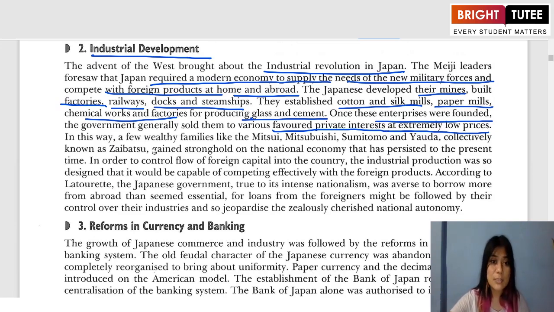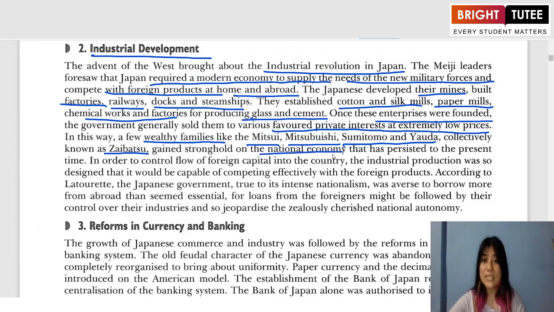In this way a few wealthy families in Japan emerged, and they were the Mitsui, Mitsubishi, Sumitomo and Yasuda families, and collectively these four families were known as Zaibatsu. Because they emerged as the most wealthy families in Japan, they gained power and a stronghold on the national economy.